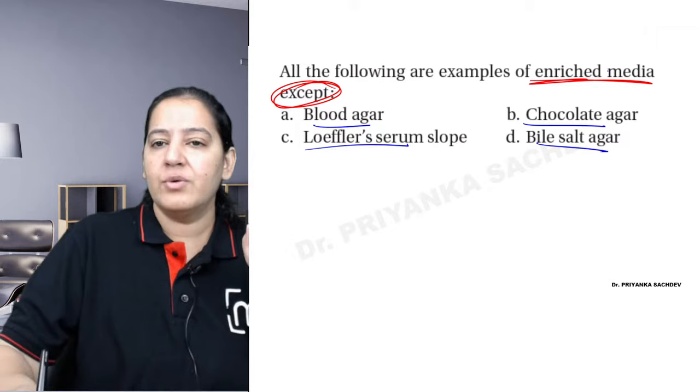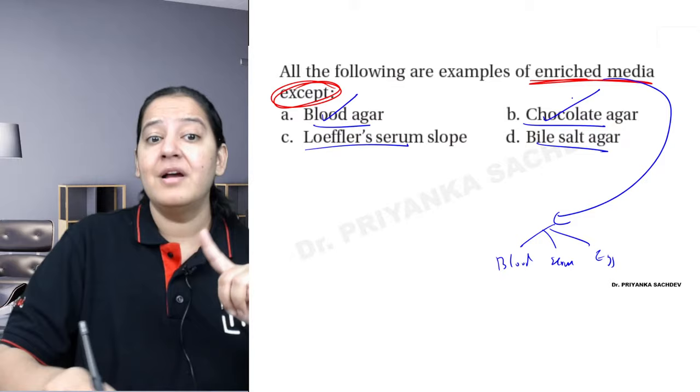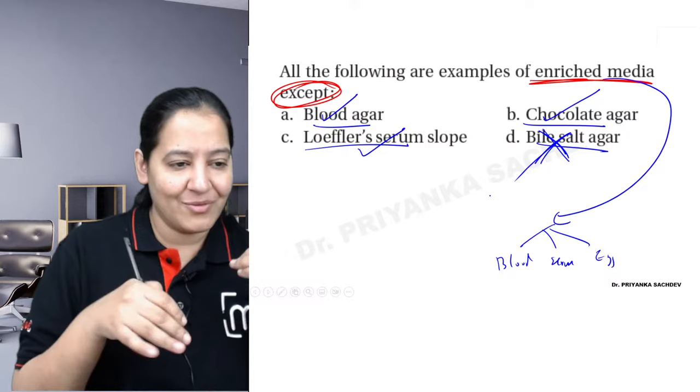Bile salt. So enriched media is such a media which contains three things: the blood, the serum and the egg. So blood agar contains blood, chocolate agar contains heated blood, Loeffler's medium contains serum, but bile salt contains bile. So bile is not the answer. The correct one will be D because except is asked. So I will go with D.